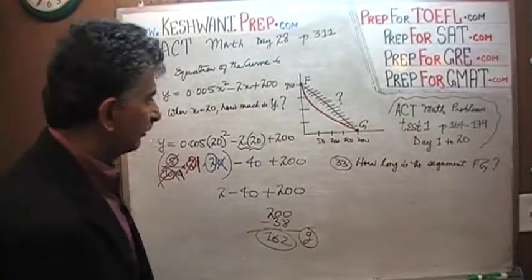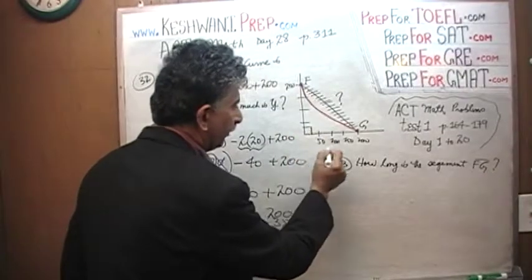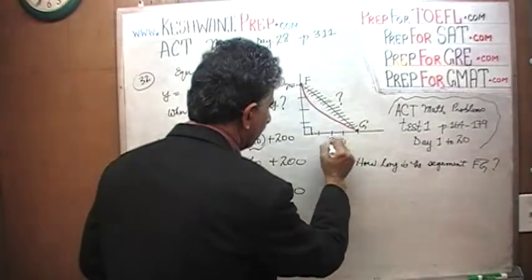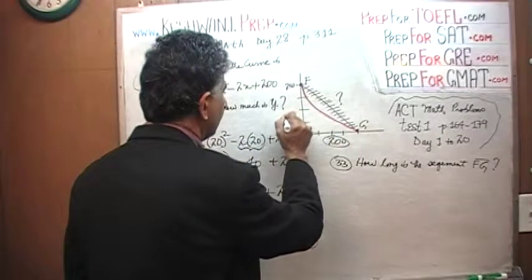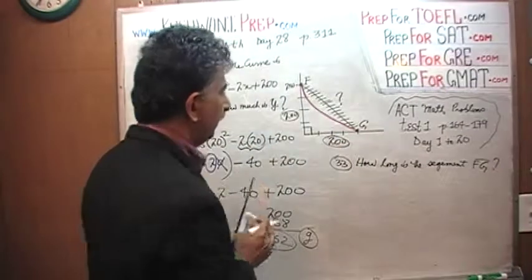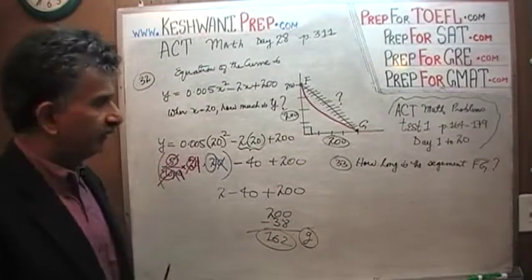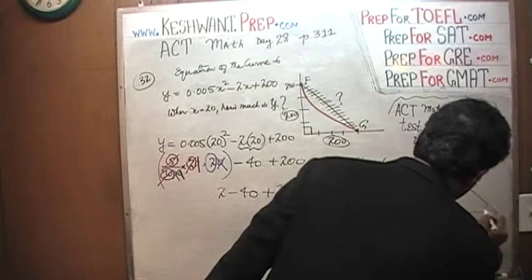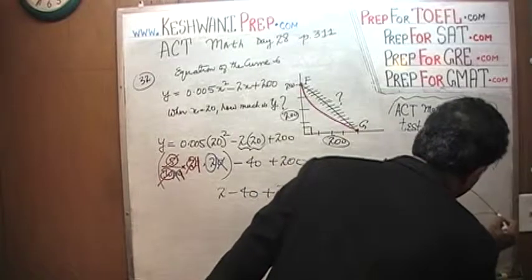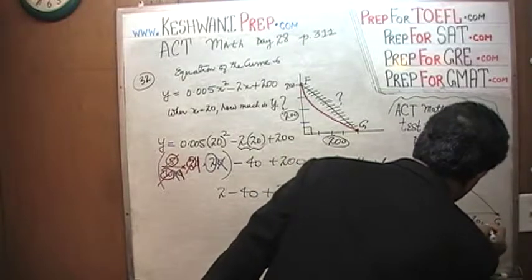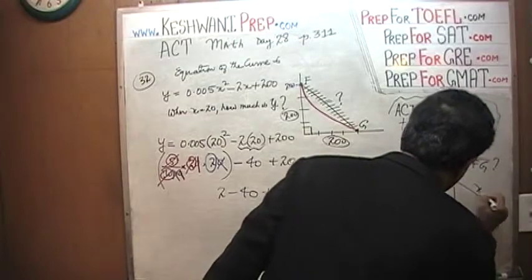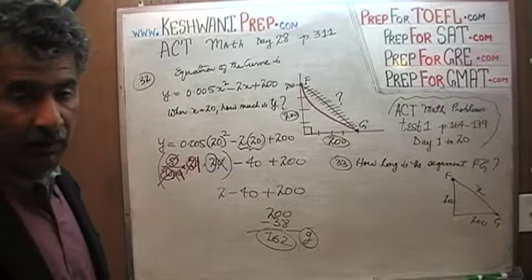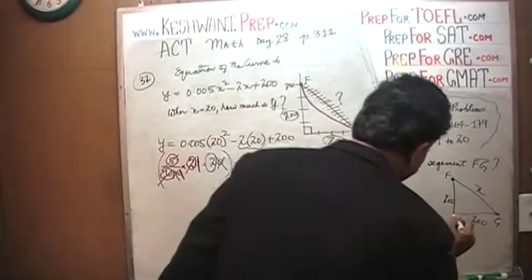Well, that's your hypotenuse. We're dealing with a right angle triangle where this side is 200, this side is 200, and we're being asked to figure out the hypotenuse. It's very simple. So here is our triangle. This is F, this is G, this is 200, 200, and let's call that X. Simple application of Pythagorean theorem will do the job.